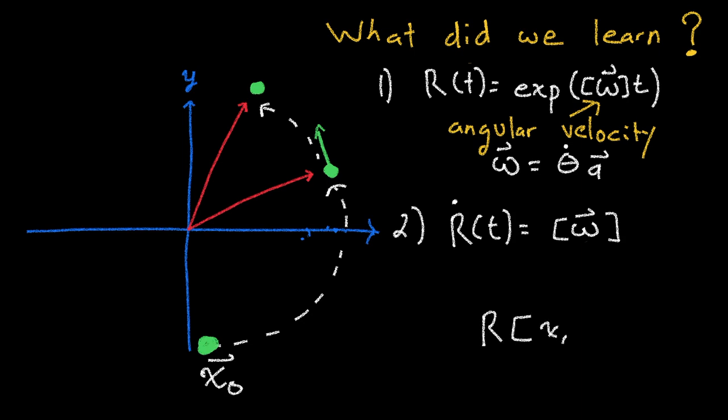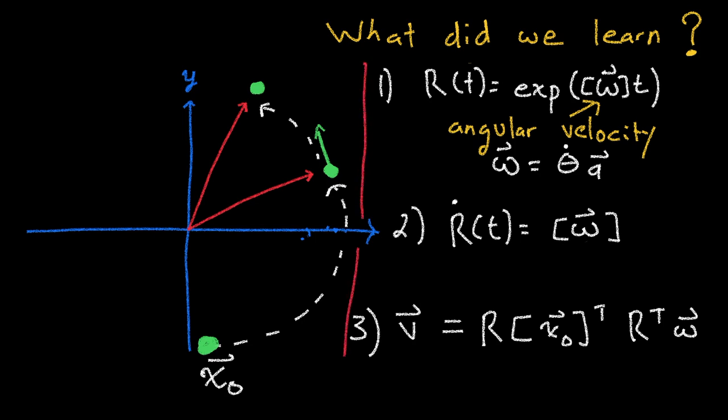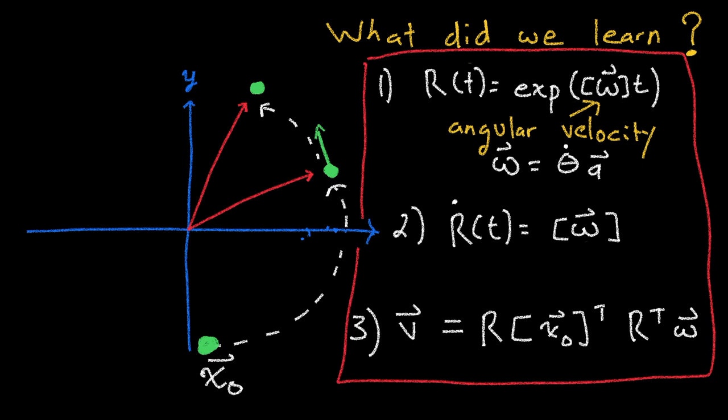And then finally, we learned this very nice formula for the velocity of a moving particle that was in terms of the angular velocity vector and the current rotations of the point. These three things taken together paint a pretty complete picture of the time derivative of a rotation matrix.